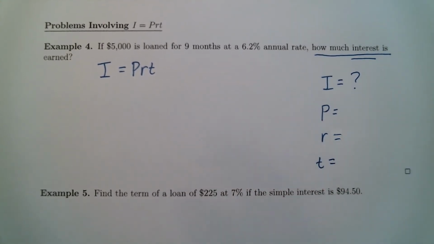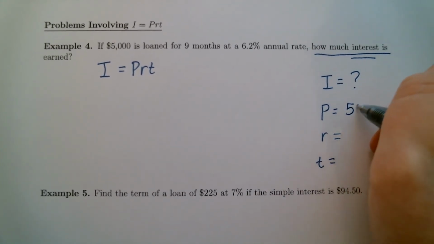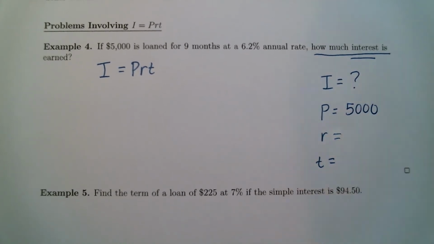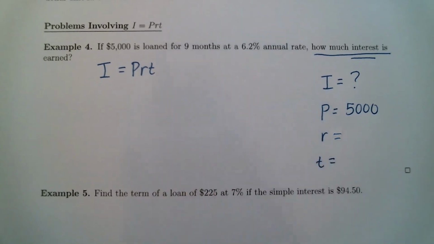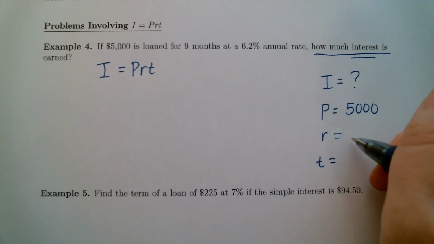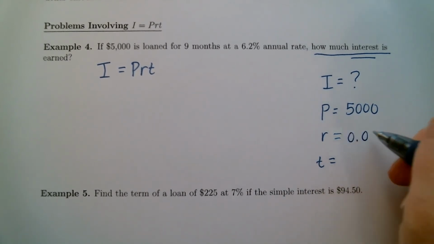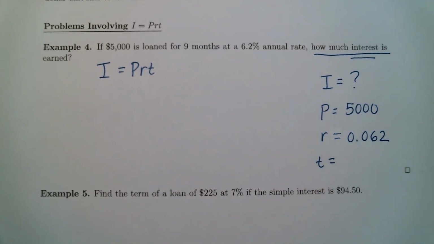This is a loan, so P is the principal, how much money you are borrowing. We are borrowing $5,000. The interest rate is 6.2%, but you've got to convert that to a decimal. So you're going to drop the percent sign and move the decimal point 2 places to the left. That's going to give us 0.062. And then time has to be measured in years.